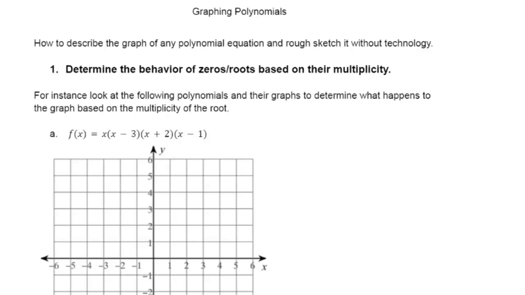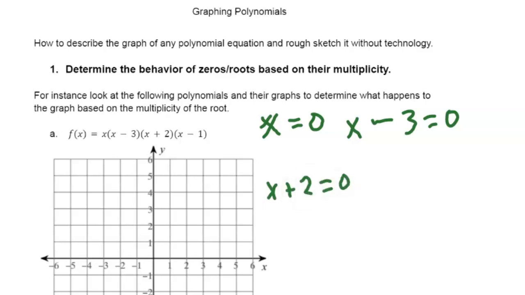To get the roots, we're going to set each of those to 0. So x equals 0. You have x minus 3 equals 0. You have x plus 2 equals 0. And you have x minus 1 equals 0. So by setting those to 0, we have all of our roots. We know one of them is at 0, so I can put that one in.